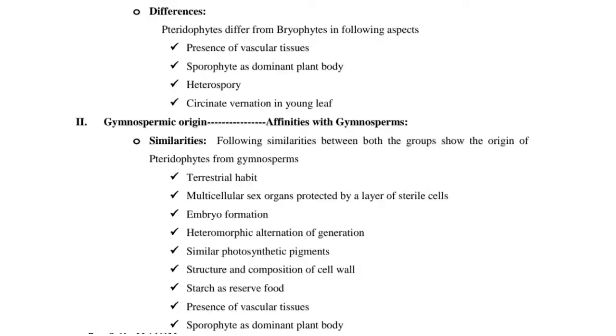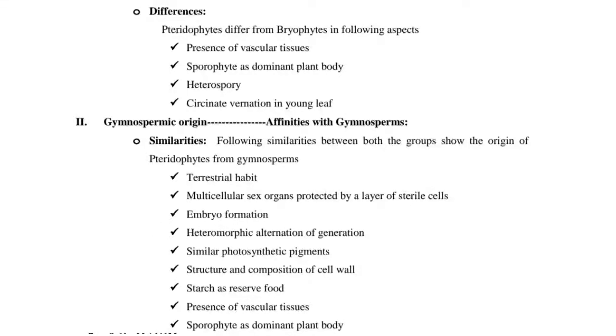2. Gymnospermic origin. Affinities with gymnosperms. Similarities. The following similarities between both the groups show the origin of Pteridophytes from gymnosperms. Terrestrial habit. Multicellular sex organs protected by a layer of sterile cells. Embryo formation. Heteromorphic alternation of generation. Similar photosynthetic pigment structure and composition of cell wall. Starch as reserve food. Presence of vascular tissue.